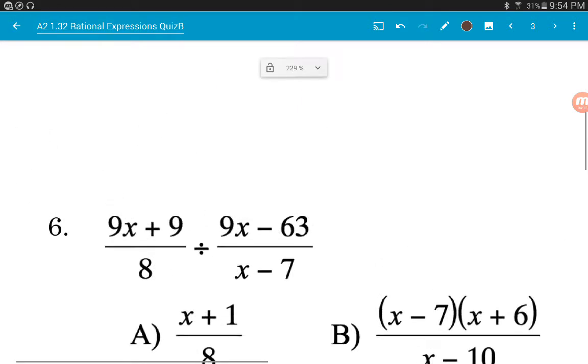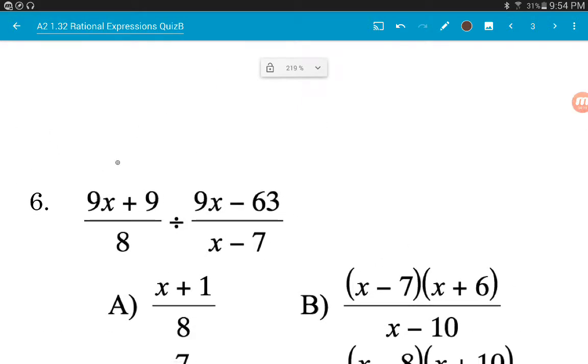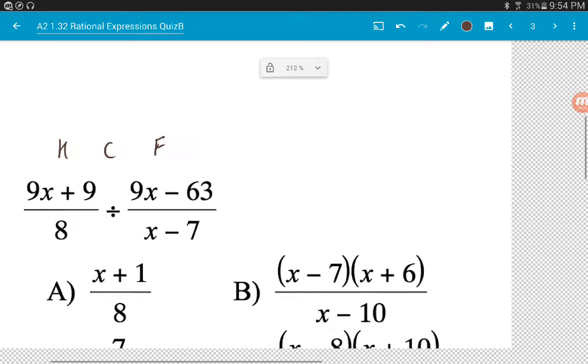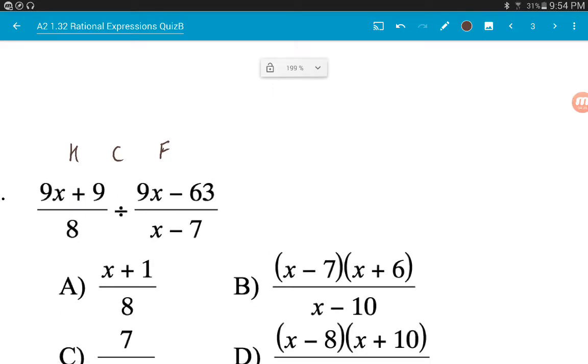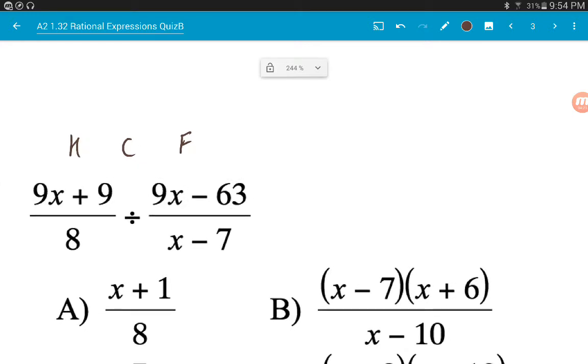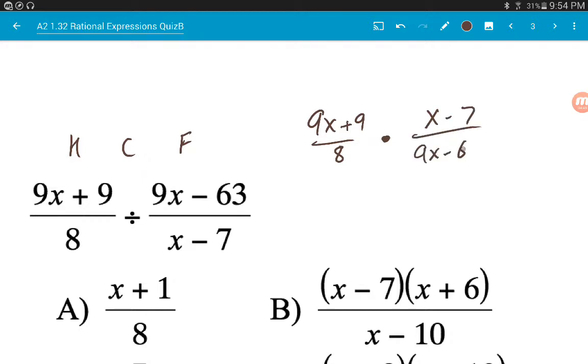Question number 6. If you have division, remember that you are keeping, changing, and flipping, because we do not divide fractions directly. That's messy. So what we're going to do is keep, change, flip. 9x plus 9 over 8, we keep that the same. Change it to multiplication, and flip this. So I get x minus 7 over 9x minus 63.